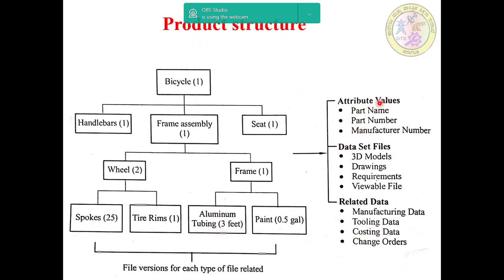Apart from that, this also contains some attribute values regarding part name, part number, manufacturing number, and data set files that may be 3D models, drawings, requirements, and viewable files, etc. And then related data considering manufacturing, tooling, costing, change orders. It contains all the information of a bicycle in its simplest form. This figure shows the generic product structure, also called a product model of a bicycle.